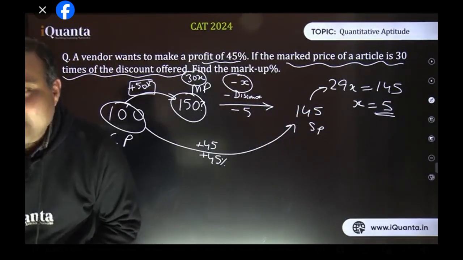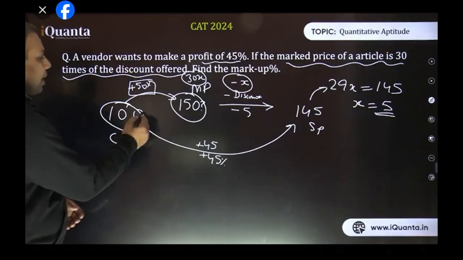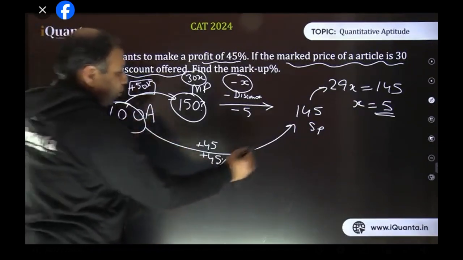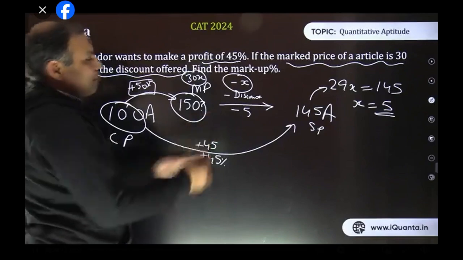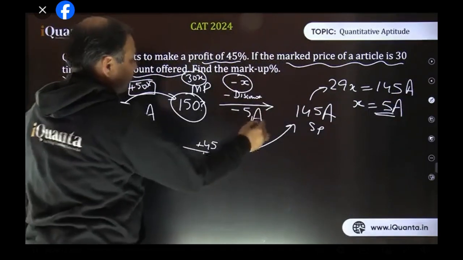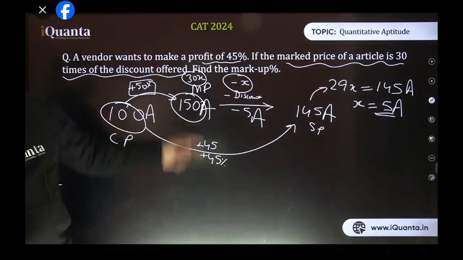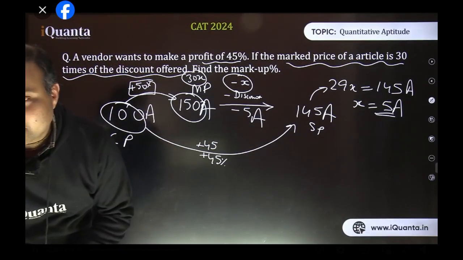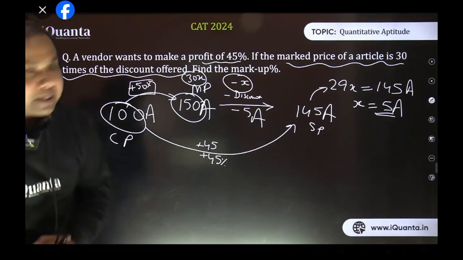Jay is asking why there was no variable with 100 and 145. You can take it, no issues. Take it to be 100A and 145A, and that will give you X equal to 5A. No issues with that, no problem. No difference. 100A to 150A, a 50% increase. Fine. Okay, let's move further now.